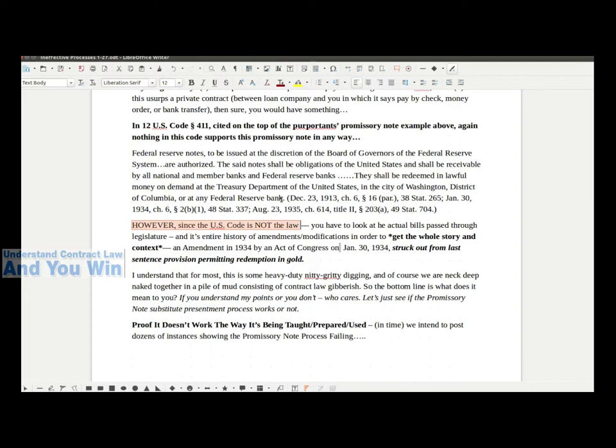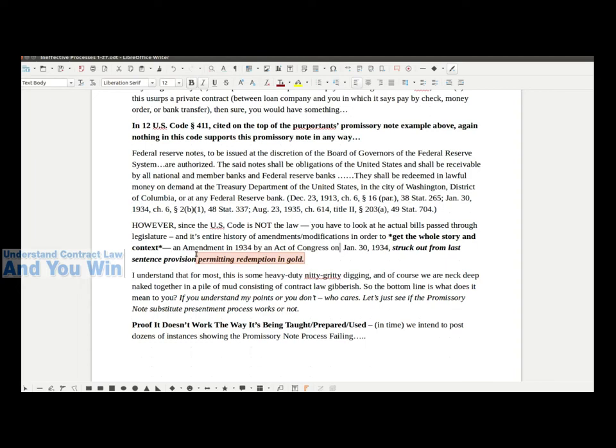In order to get the whole story in context, an amendment in 1934 by an act of Congress on January 3rd, 1934 struck out from the last sentence the provision permitting redemption in lawful money gold. So, there it is. I'm citing you and telling you exactly what you can look up.